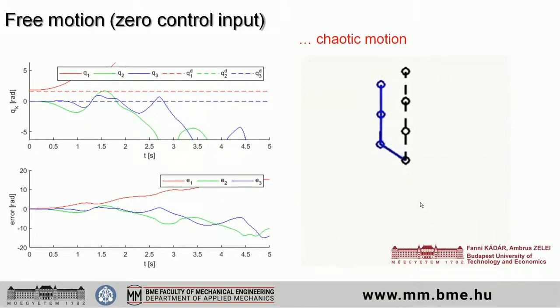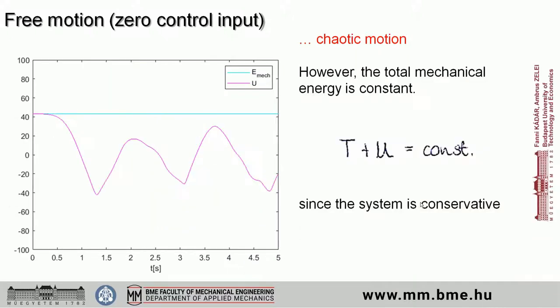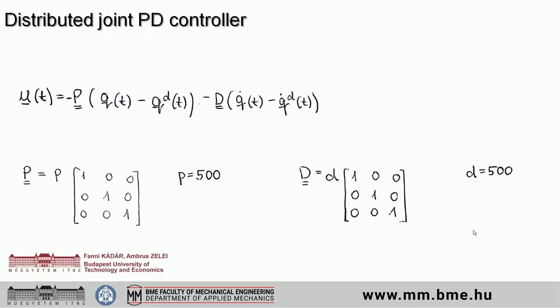At first, we don't apply any controller, we just check the free motion of this triple pendulum, and as we see, the motion is chaotic. However, the total mechanical energy, which is the kinetic energy and the potential function together, is a constant function, as we see here. The blue curve is the potential function only, and the area between the potential function and the total energy is always the kinetic energy. And this is because the system is conservative.